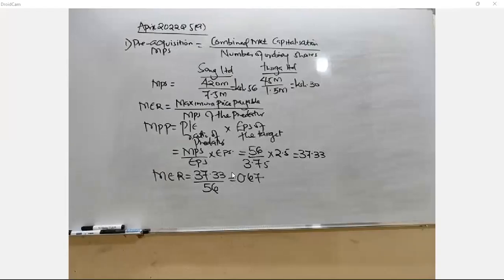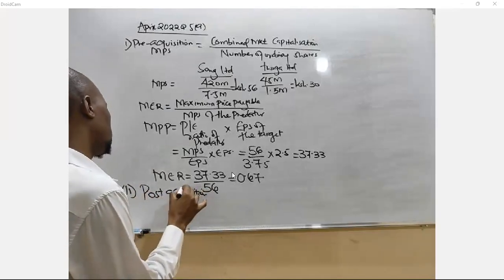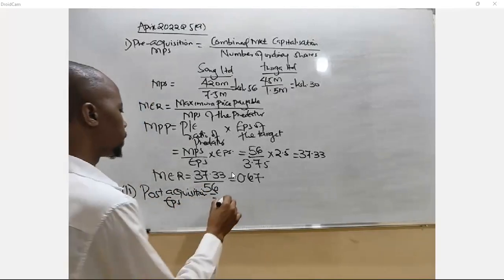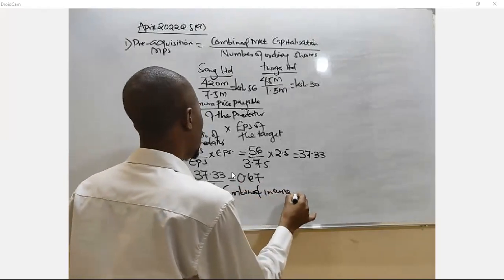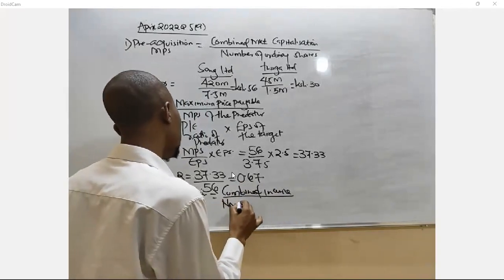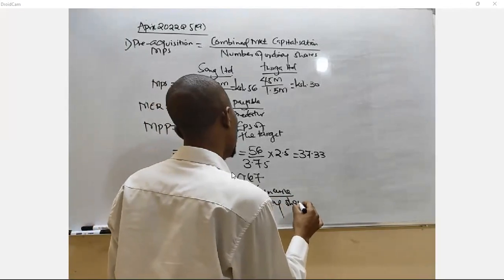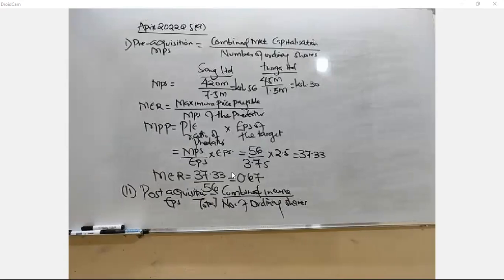0.67. Now, when you go to requirement number 2, which is very simple, they're asking you about the post-acquisition earning per share. When it comes to post-acquisition earning per share, it means I'm going to be taking the combined income and dividing it by the total number of ordinary shares.